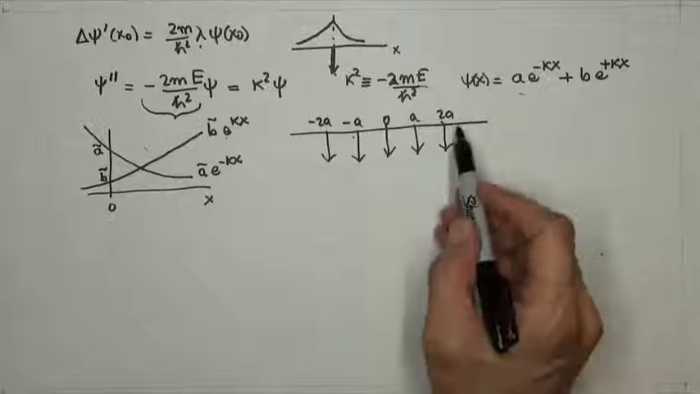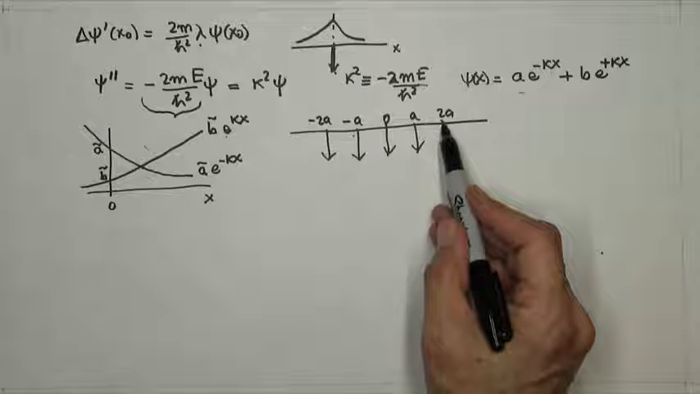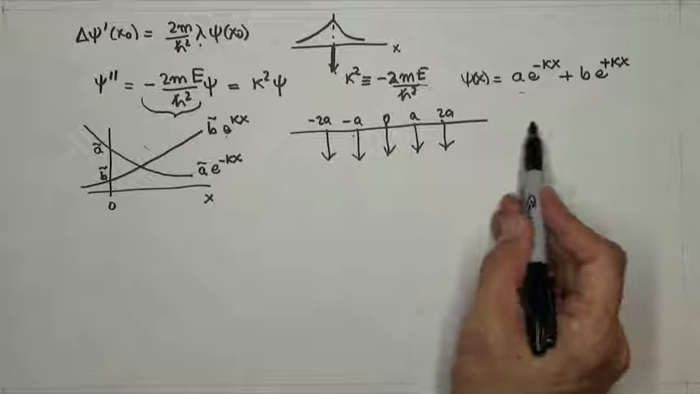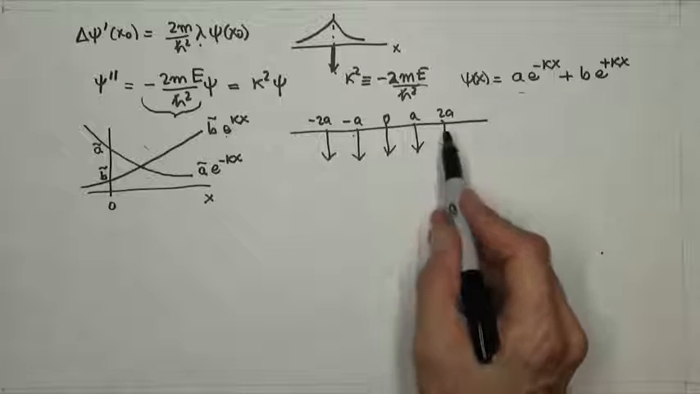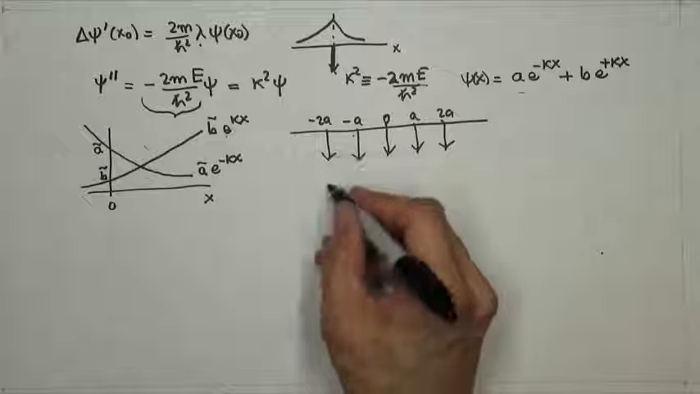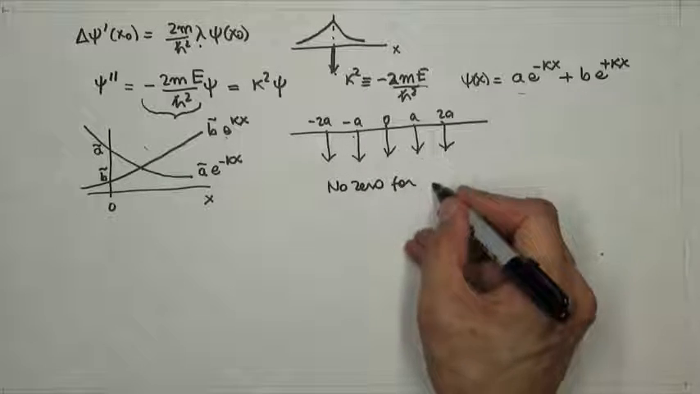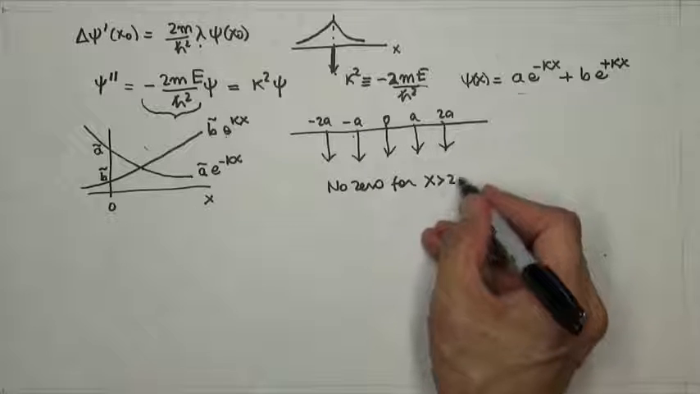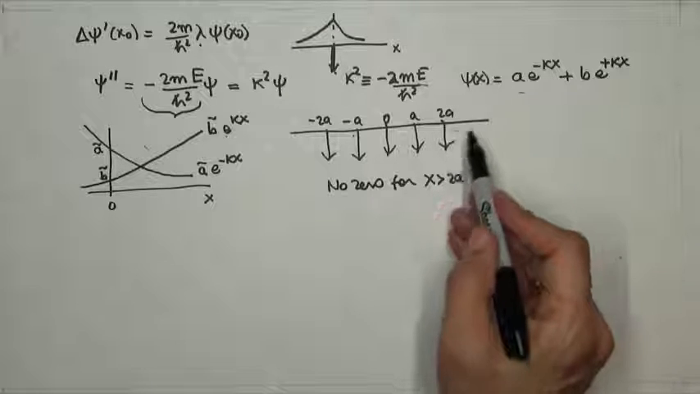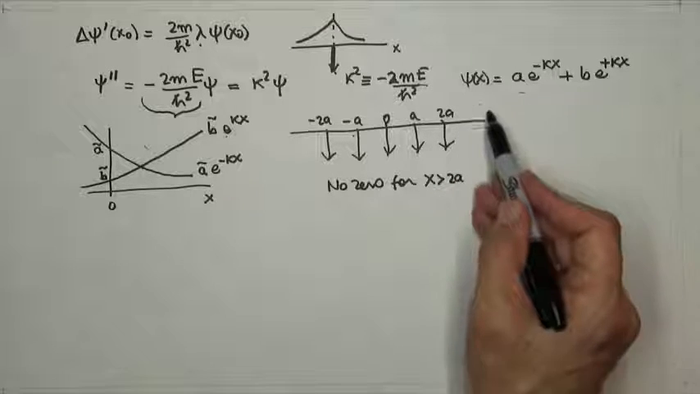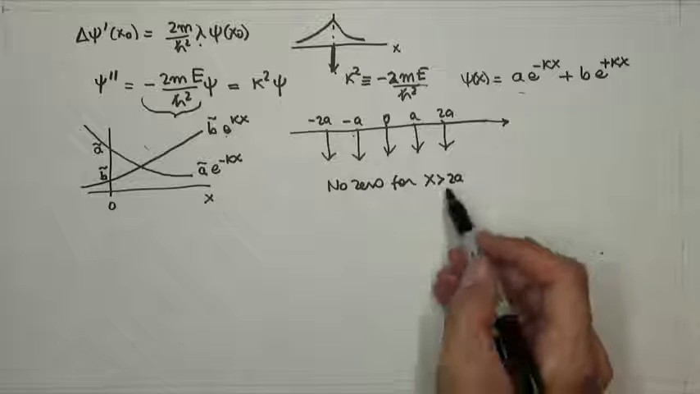For example, whatever bound state that you have, try to think what's happening beyond x equals 2a. I claim that there's no zero for x greater than 2a. What I mean by that is that the wave function doesn't cross the axis at any point beyond x equals 2a.